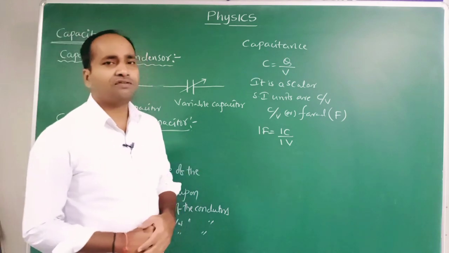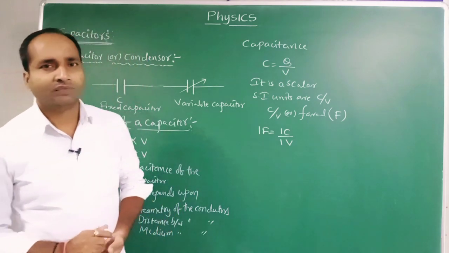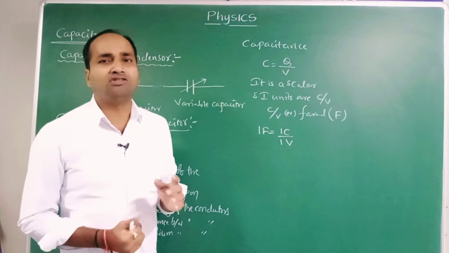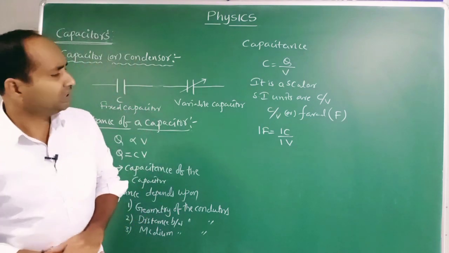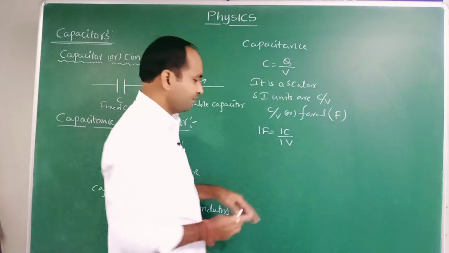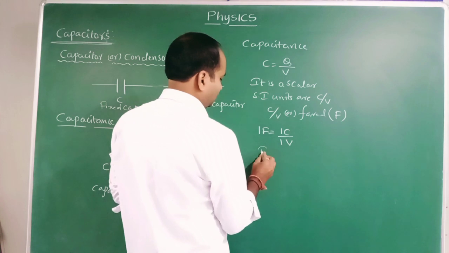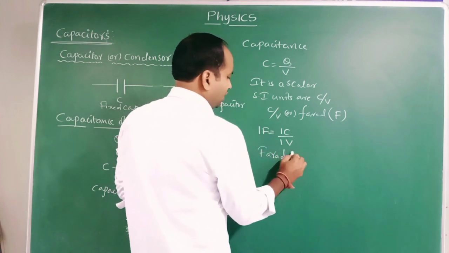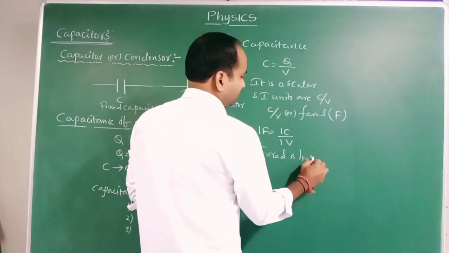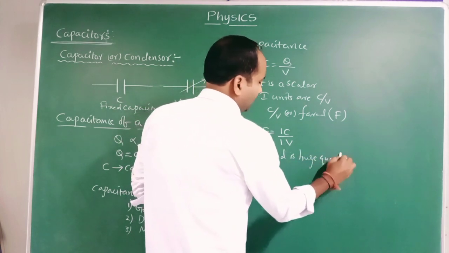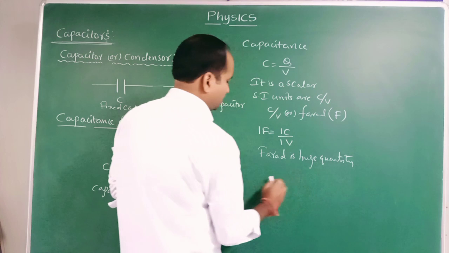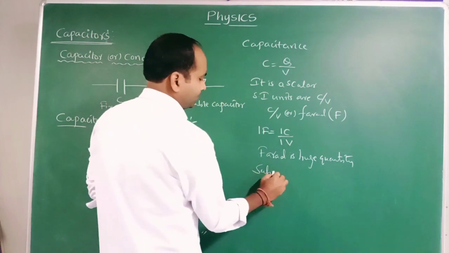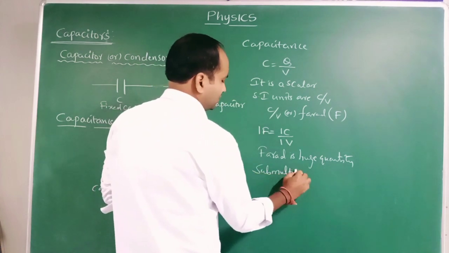Farad is a very huge quantity, so we use submultiples of Farad.